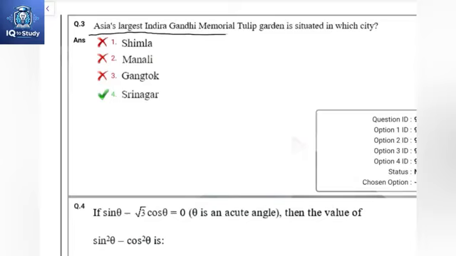Asia's largest Indira Gandhi Memorial Tulip Garden is situated in which city? In Srinagar.